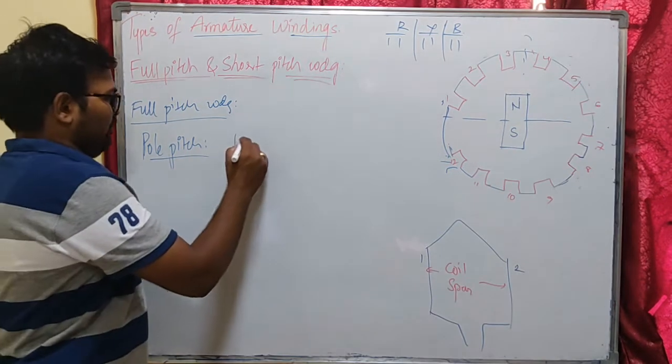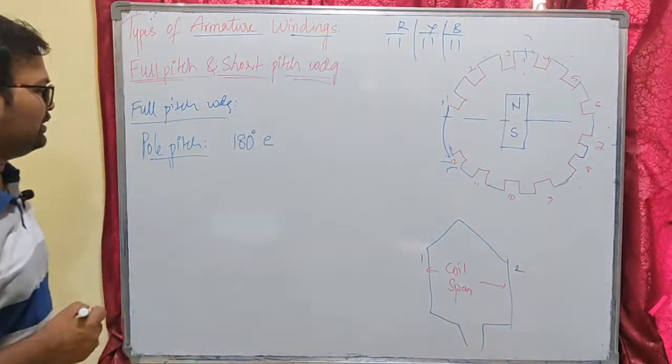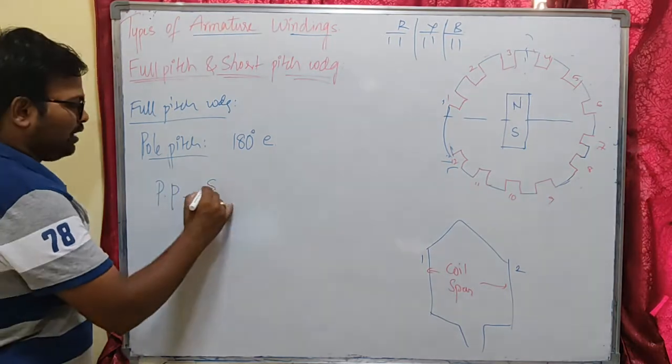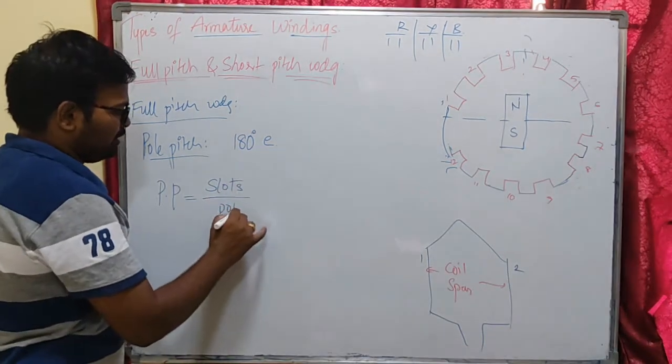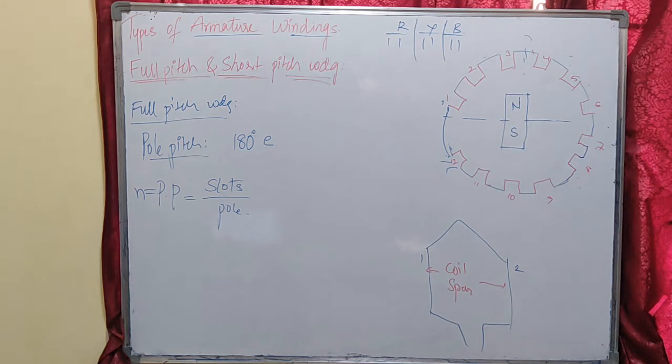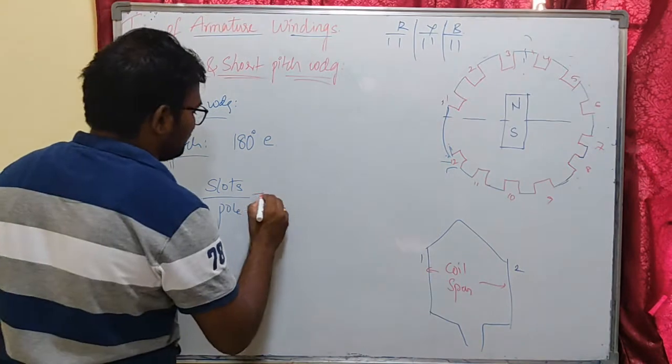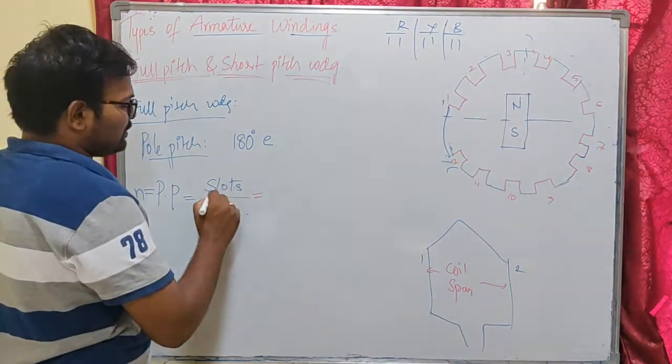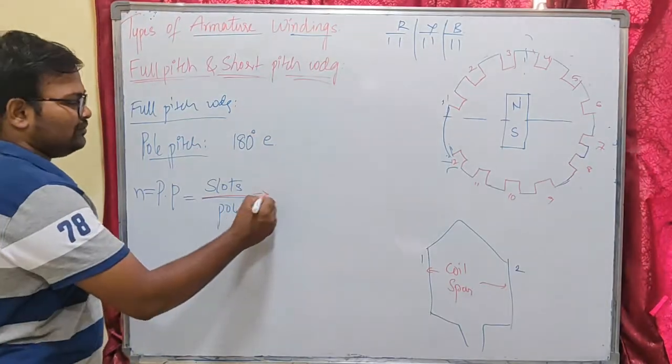That is mentioned here, 180 degrees electrical. Pole pitch is given as the number of slots per pole. That means the value of n here indicates how many slots are contributing to a 180 degrees electrical phase difference. This is nothing but pole pitch, and it can be given as the number of slots per pole.